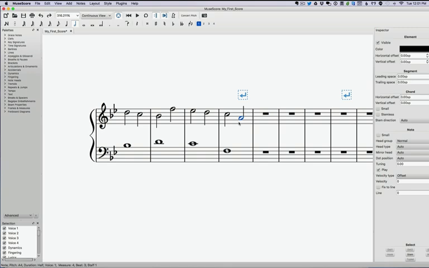So that's how the metric accent works. We have new intervals that we can use, but we can only use them on the second half of the measure, the unaccented part of the measure, which is another way of saying the offbeat.